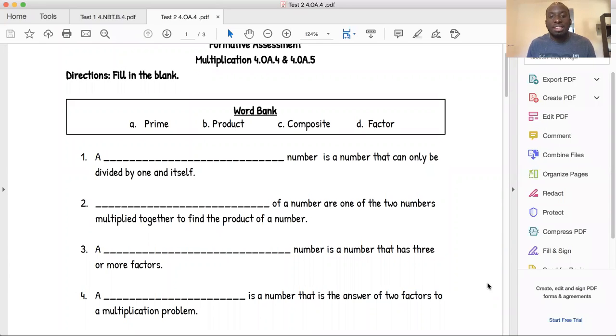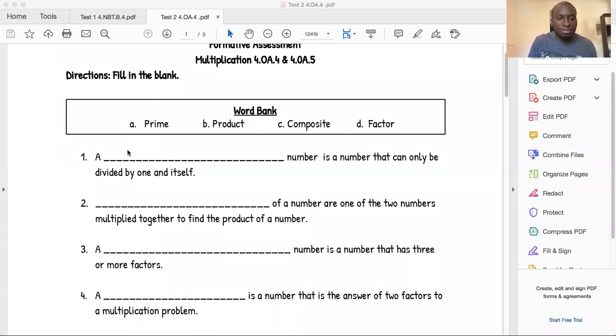It had a lot to deal with: factors, composite numbers, prime, and product. I'm going to go through these very quickly. However, you will still be able to see the answers. I'm going to be writing in the text, the actual box that's here.